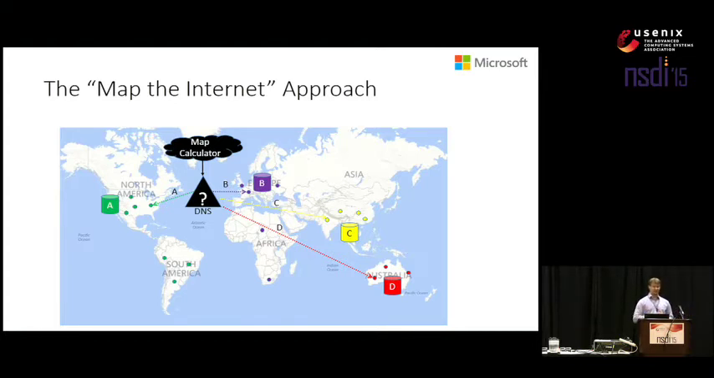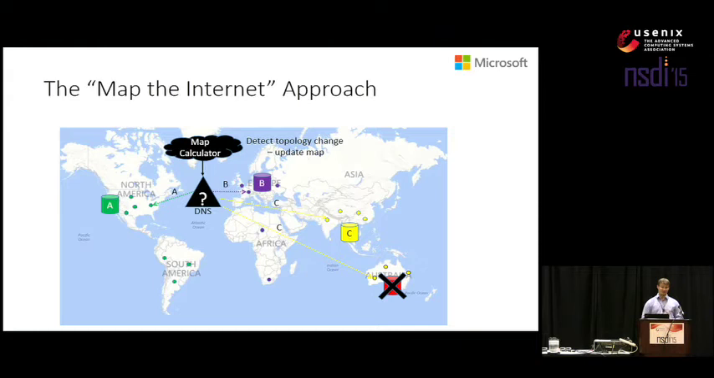If a failure occurs, then the map calculator has to detect this, process it, figure out what the next best location is, push that to the DNS server, the DNS TTL has to then expire, and then users will be routed to the next closest location. So here, the users in Australia might be routed to Edge in Singapore, for example.